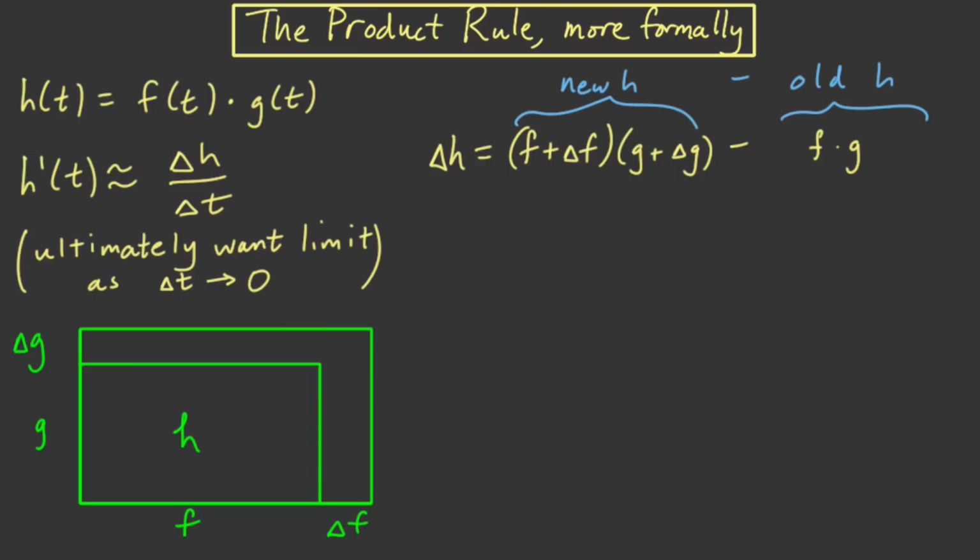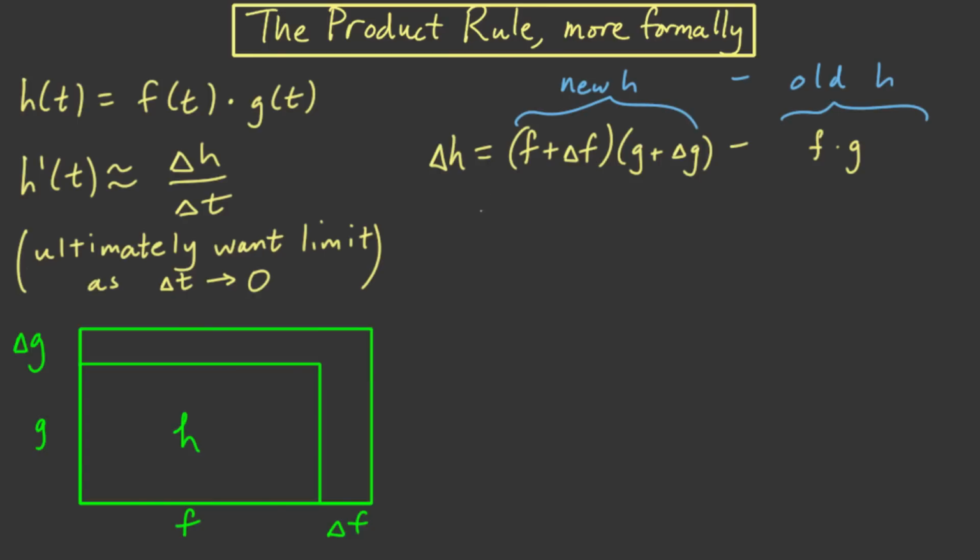But notice one thing. In this picture, we're kind of assuming that all of these quantities are positive, so f, delta f, etc. With the algebra, there's no such assumption. So the algebra is more general and more formal. The picture is just here to help us get an intuition about all of these terms. Back to the algebra then.